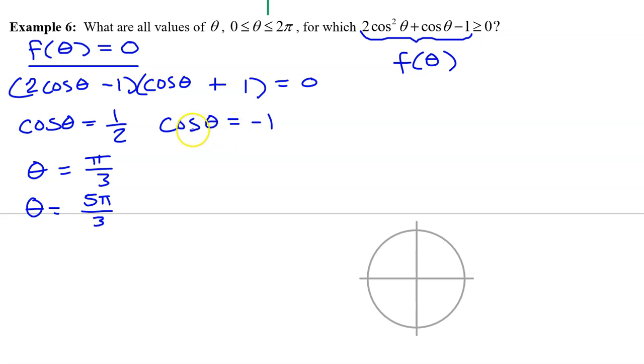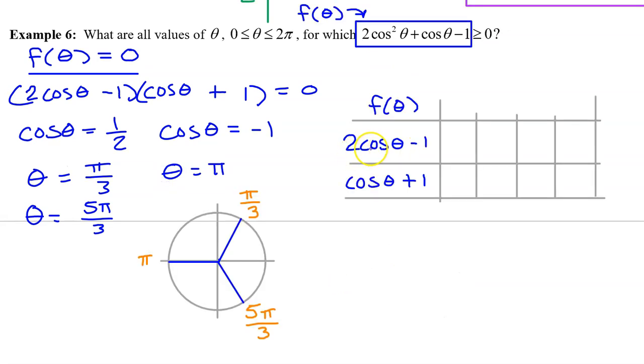What angle will cause cosine theta to equal -1? Cosine is the x value on the unit circle, and right here the x value is 1. But as we rotate to this position, the x coordinate is 0, and when we rotate to here, the x value is now -1. So this is the angle we are looking for, and it is pi. So theta equals pi is a third value that will cause f of theta to equal 0. These are the three values we will use to make the sign chart.